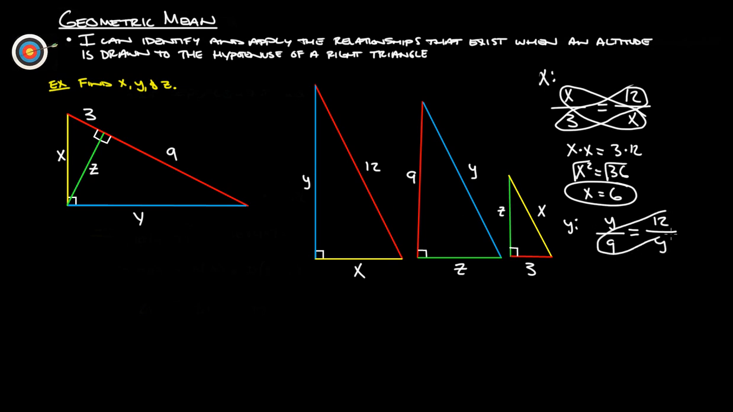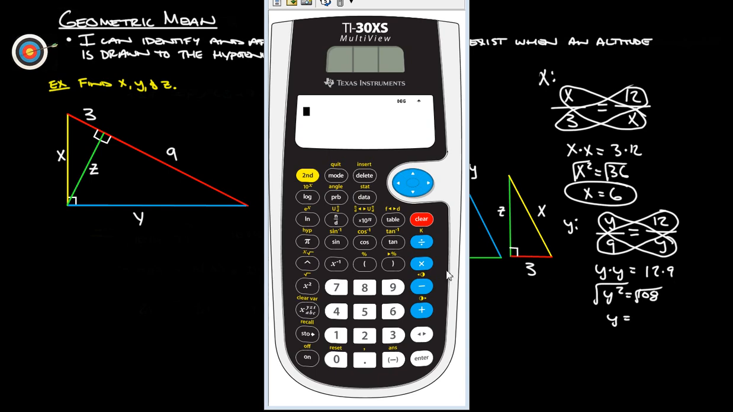And then we do the same thing, cross multiply. Okay, so y times y is 9 times 12, which is 108. Oops, I should be consistent here, so this is 12 times 9. So we get y squared is 108. So we square root both of those, and we get that y is the square root of 108.